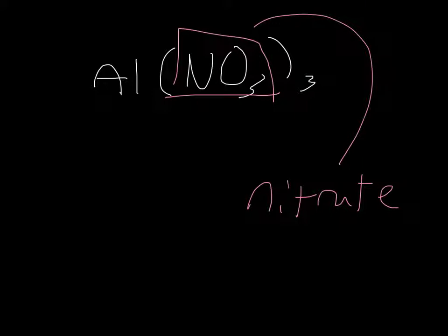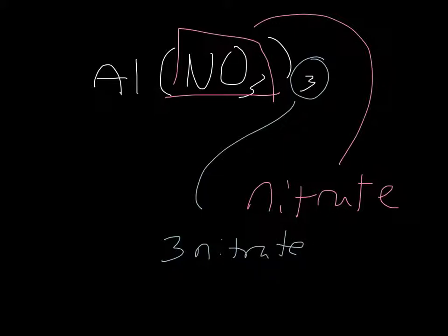Now, there's also this little 3 right here. That means there's 3 nitrates attached to the 1 aluminum. So when you do a total tally of every element that you have here, you have 1 atom of aluminum, 3 atoms of nitrogen, and 9 atoms of oxygen, because 3 times 3 makes 9. So those are a couple key takeaways.